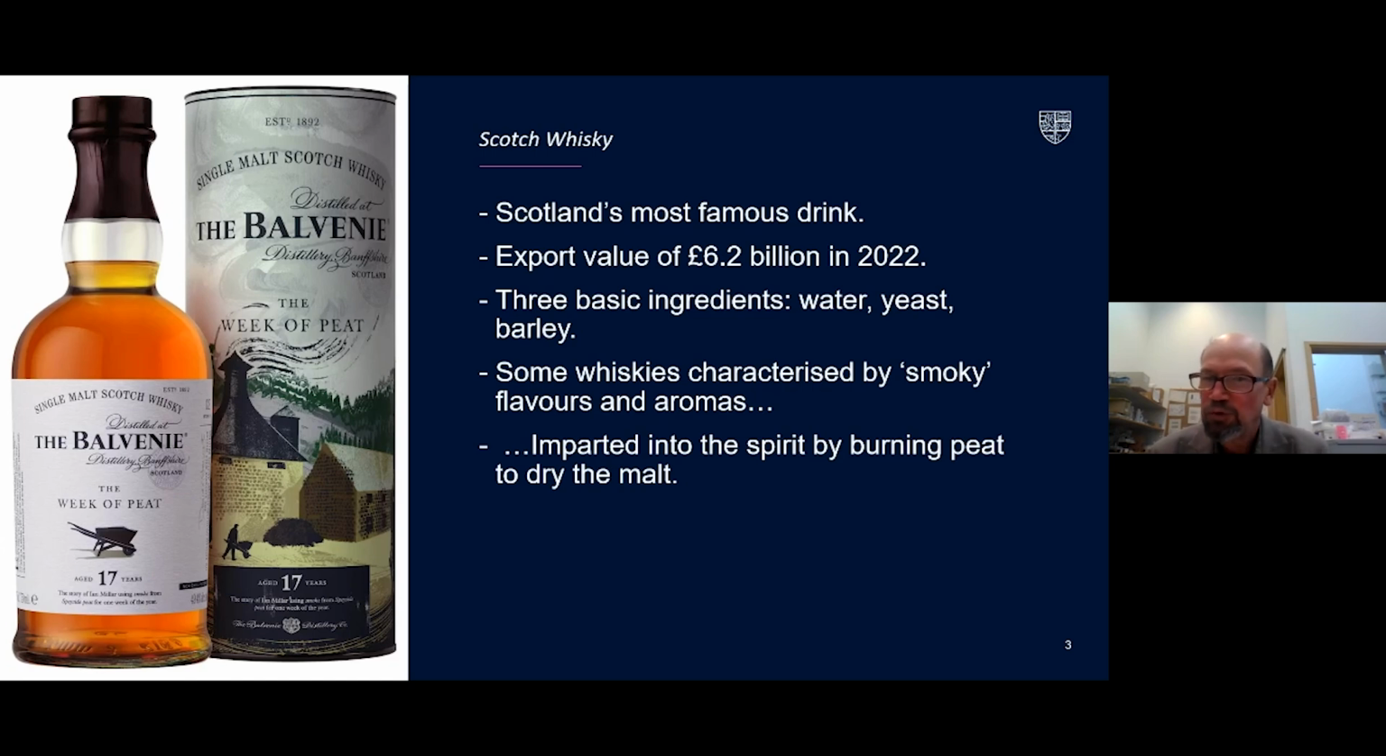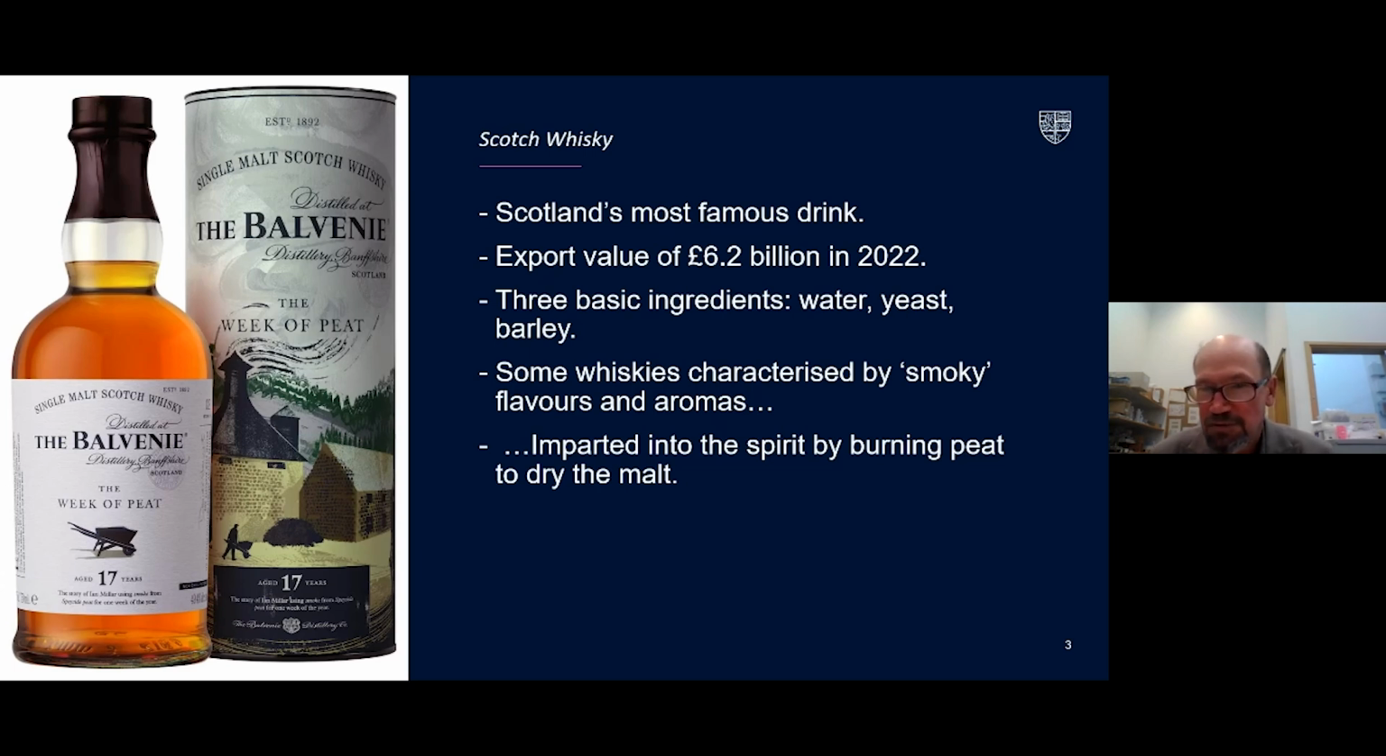Some whiskies, but not all, are characterized by what are known as smoky flavors and aromas. So there is a very distinct smoky taste when you taste the whisky. And we now know that those smoky aromas come from one of the elements of the manufacturing process of whisky at the very beginning of the process, where peat is burned in a kiln, or smoked to be more accurate. It's not actually burnt. And the original reason for doing that was to dry the barley, which is one of the ingredients of Scotch whisky, prior to the manufacture of whisky spirit.